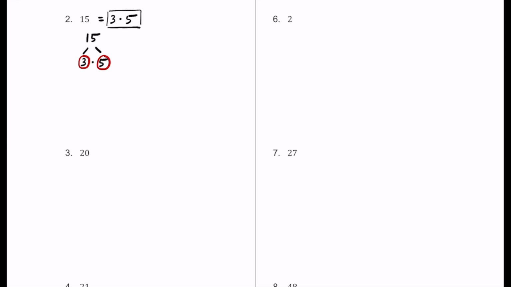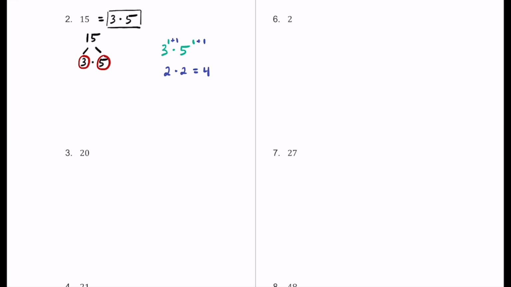If we're going to determine the number of factors, we can write it like this, 3 times 5, and then write the 1 and the 1 in, right? Now, if we add 1 to each of these exponents, 1 plus 1 is 2, and then 1 plus 1 is 2, so 2 times 2 is going to equal 4.